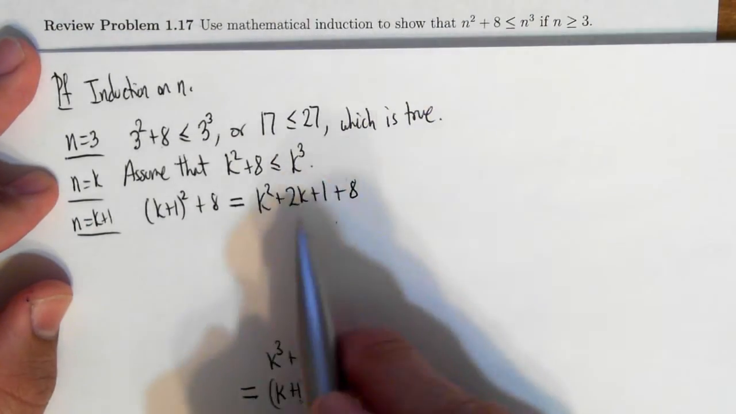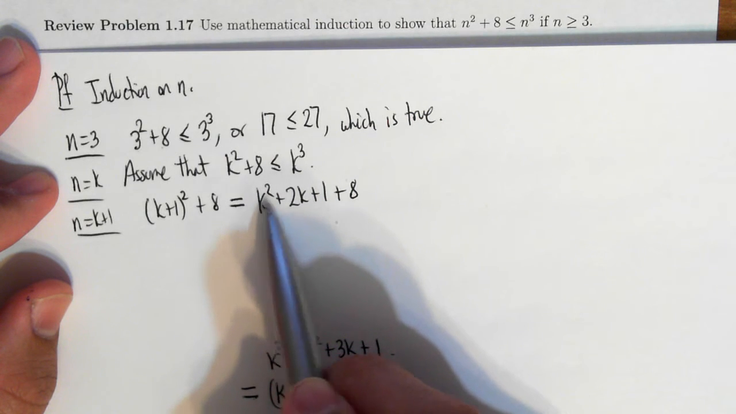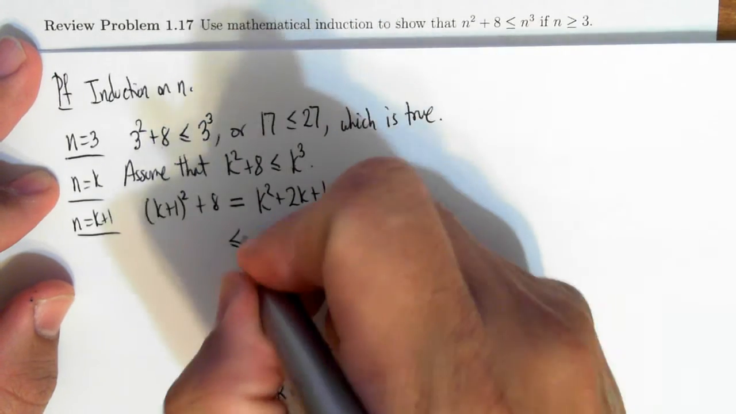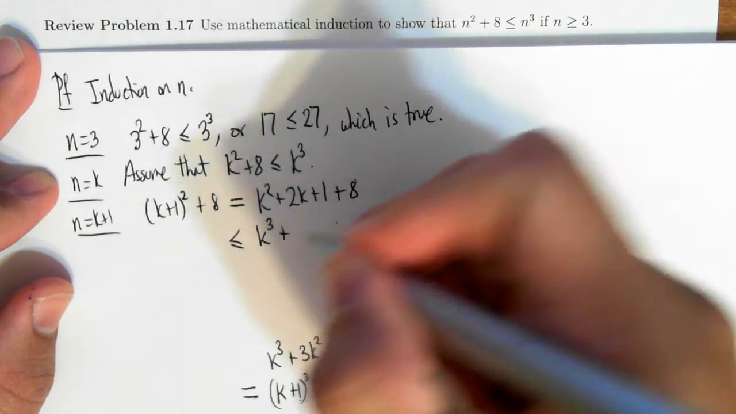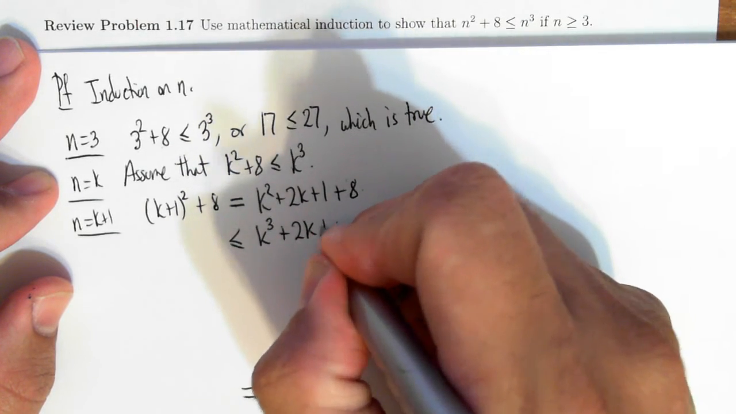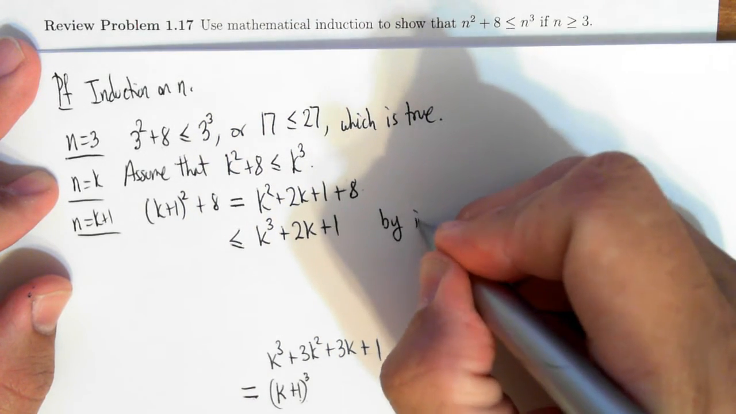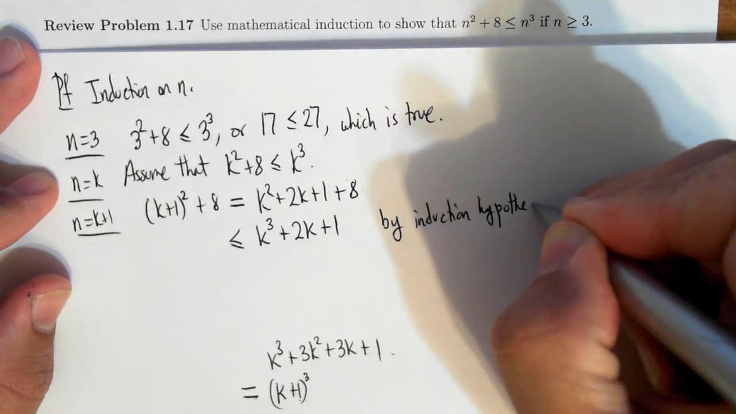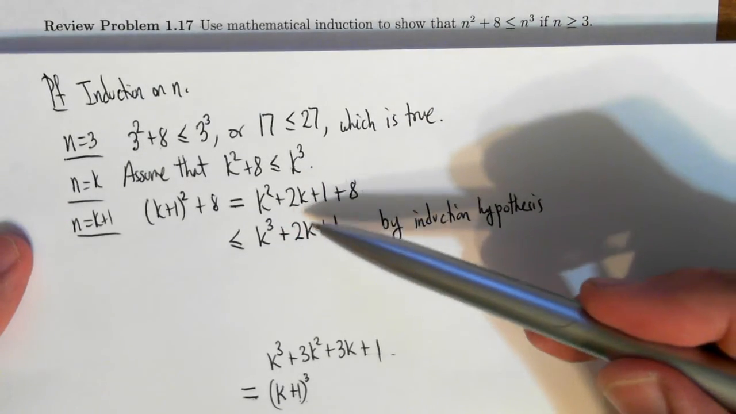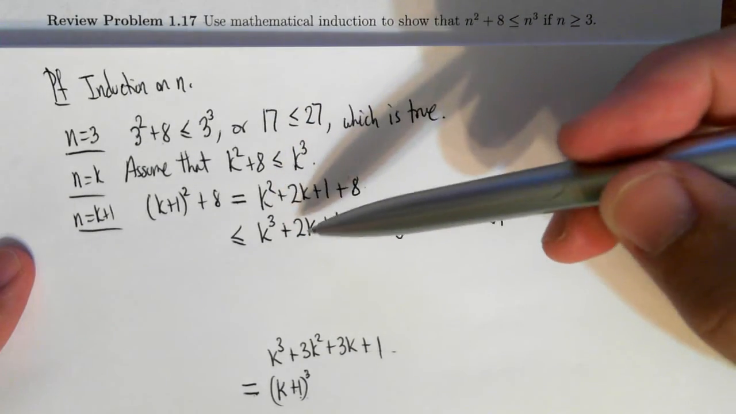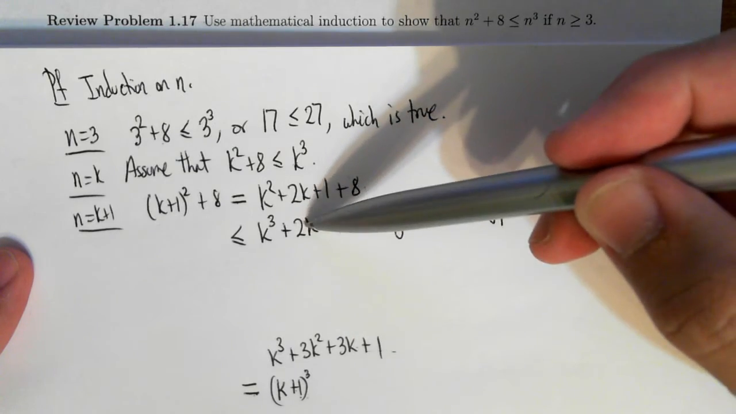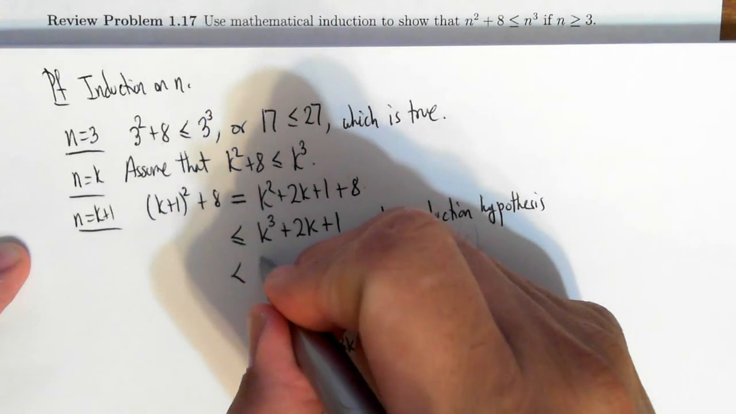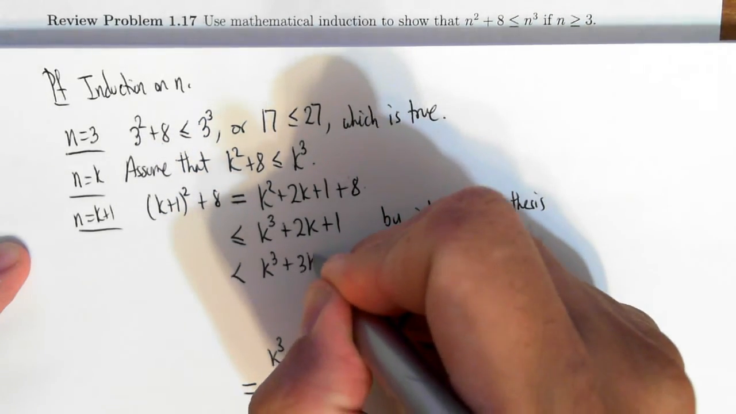Okay, now by induction hypothesis, I know full well that k squared plus 8 is less than or equal to k cubed. So this top line is less than or equal to k cubed plus 2k plus 1 by induction hypothesis. And so I need to compare this to this. Well, here there's a 2k, there's a 3k. Now clearly if k is positive, 2k is less than 3k. So that's going to be less than k cubed plus 3k plus 1.